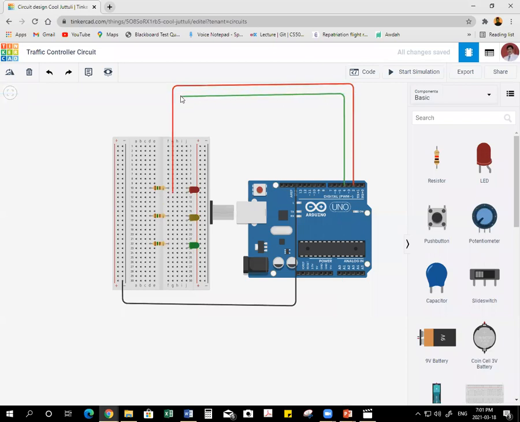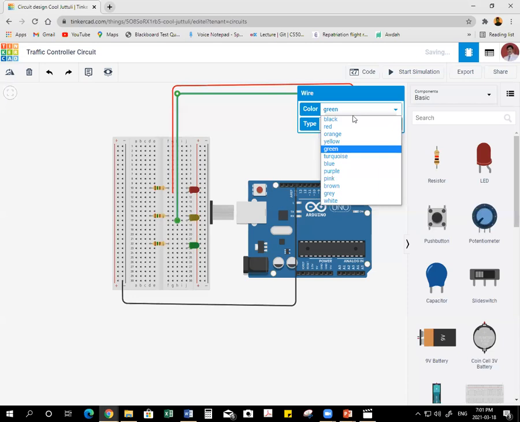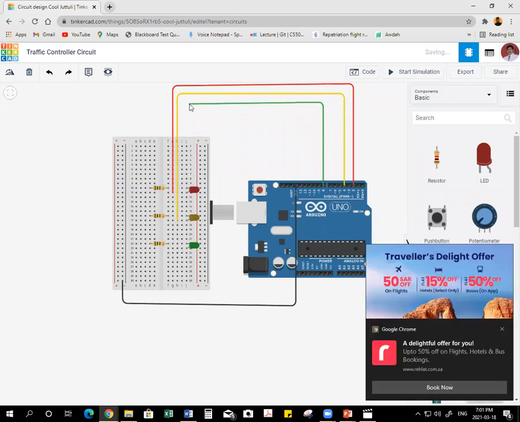Now I will connect this to the anode of the yellow. Anode is here. Don't worry, this is just a simulation. Nothing will happen. If anything is wrong, we can identify it and solve the problem. This is yellow. Yellow. Okay, next 8. Yellow 8.